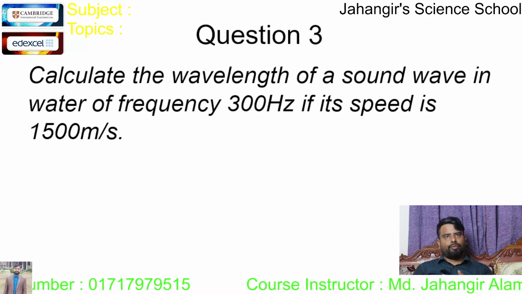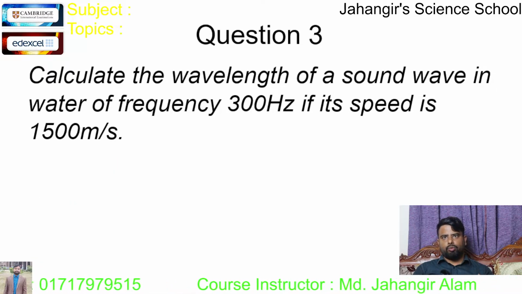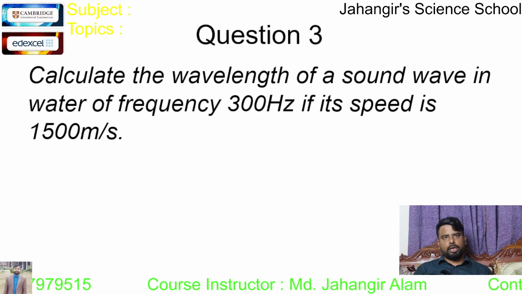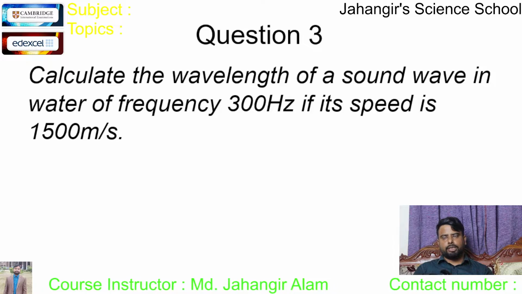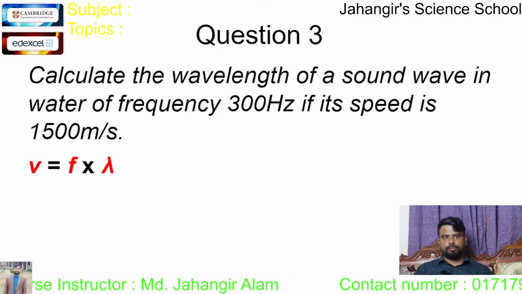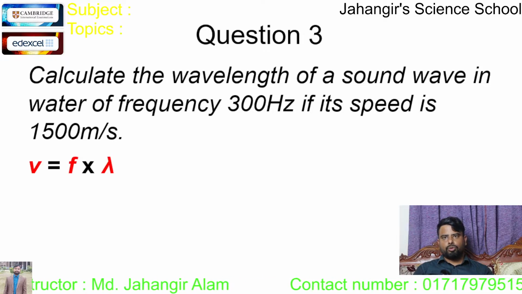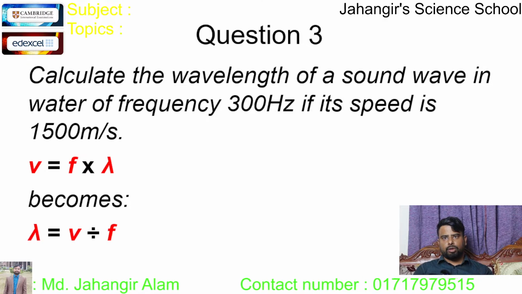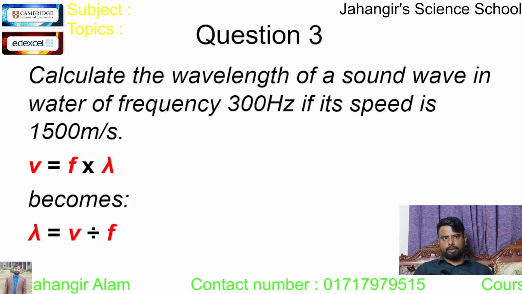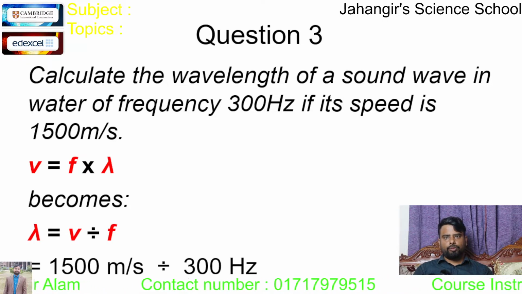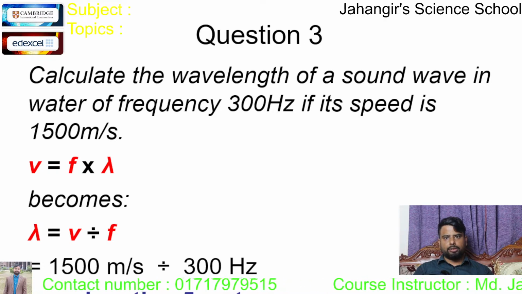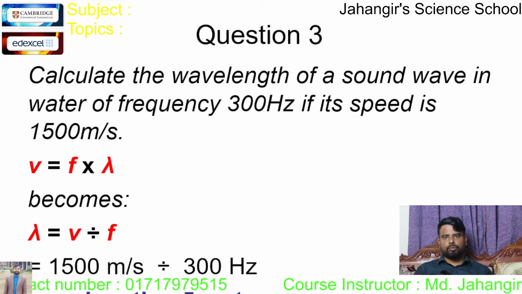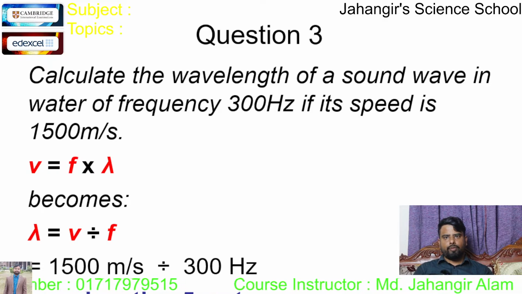Calculate the wavelength of a sound wave in water of frequency 300 hertz if its speed is 1500 meter per second. V equal to F into lambda. So lambda equals V divided by F. So 1500 meter per second divided by 300 hertz. So answer 5 meter.